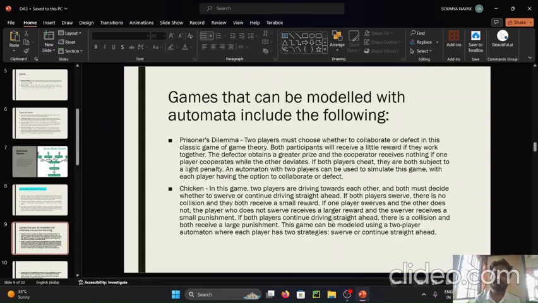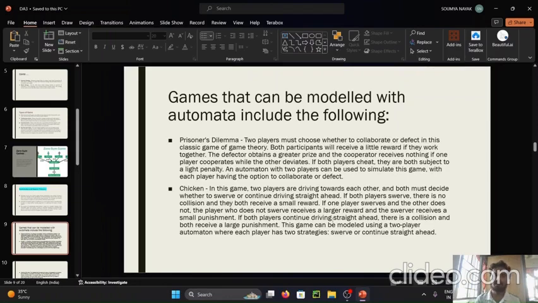What is happening here? Two players must choose whether to collaborate or defect in this classic game of game theory. Both participants will receive a small reward if they work together. The defector obtains a greater prize, and the cooperator will receive nothing if one player cooperates while the other defects. If both players cheat, they both receive a penalty. An automaton with two players can be used to simulate this game, with each player having the option to collaborate or defect. So that's how we can use automata in the Prisoner's Dilemma.